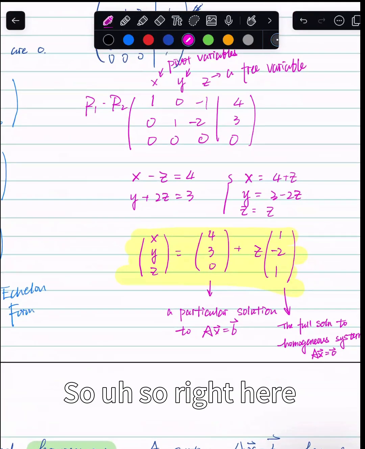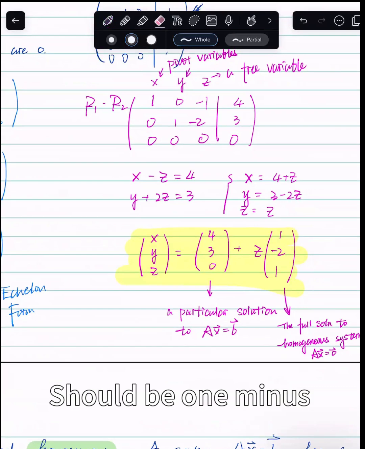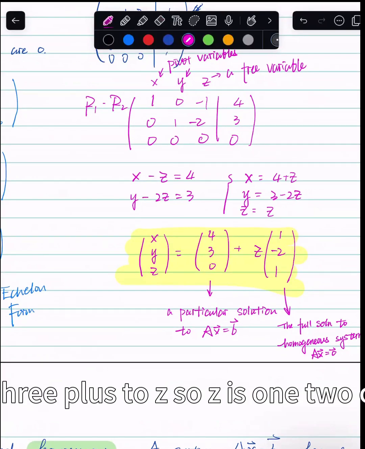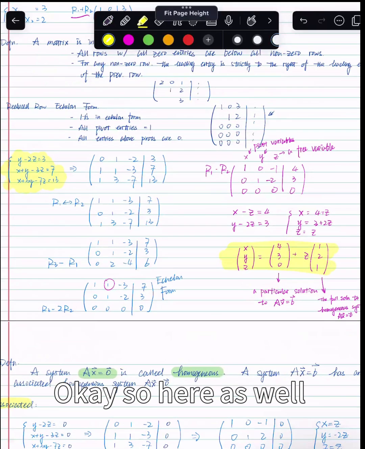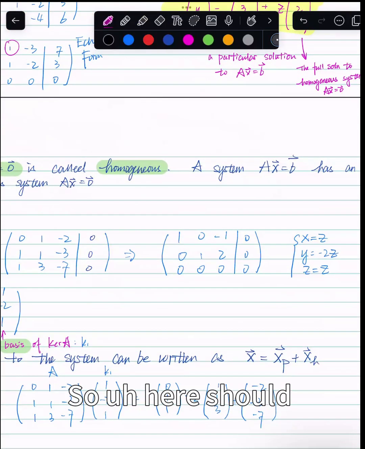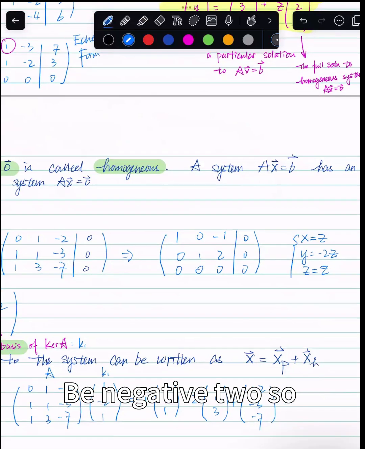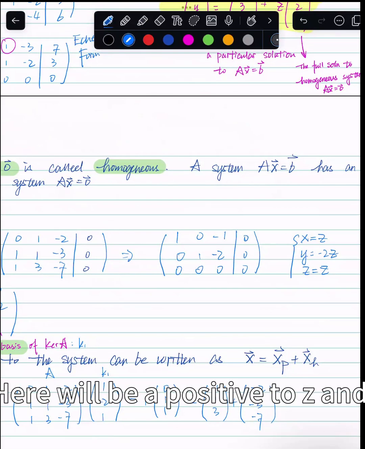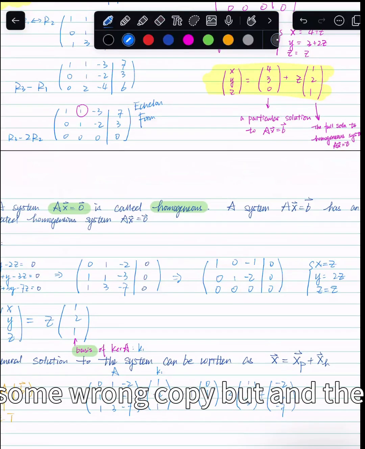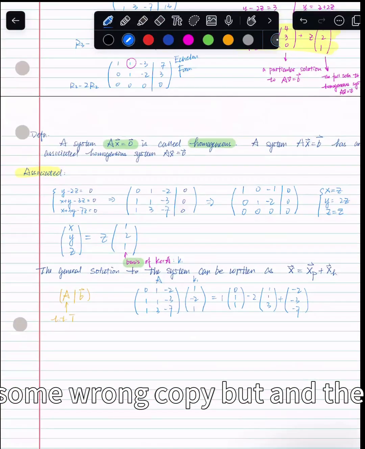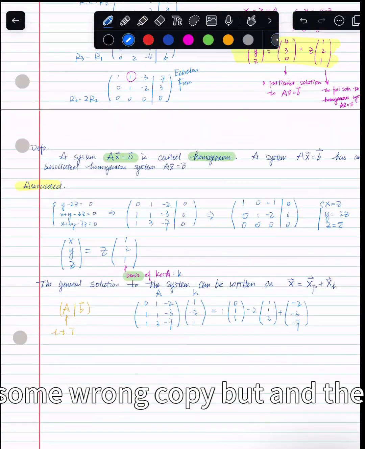So right here should be y minus 2z, and here y equals 3 plus 2z. So z is 1, 2, 1. Z multiplied by 1, 2, 1, not negative. Okay, so here as well, here should be -2, so here will be a positive 2z, and here is positive as well. Right, my bad. I was doing some wrong copying.